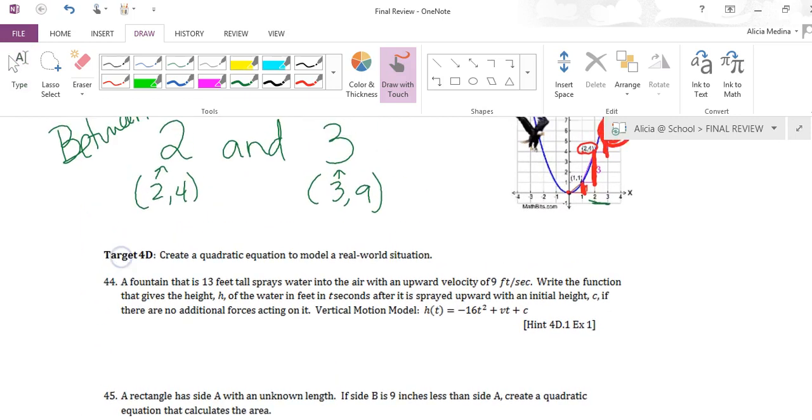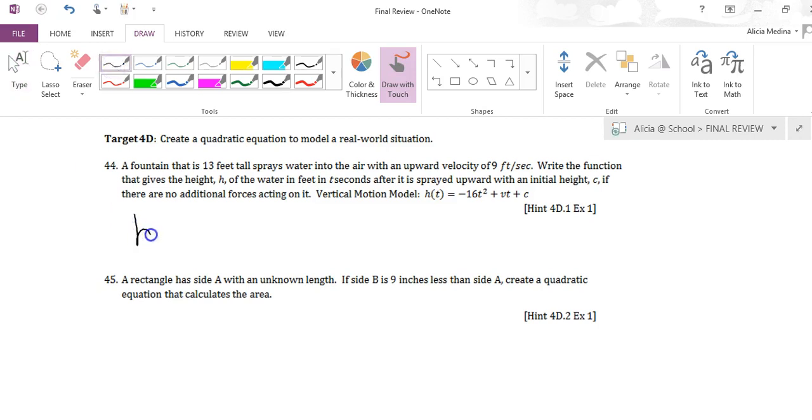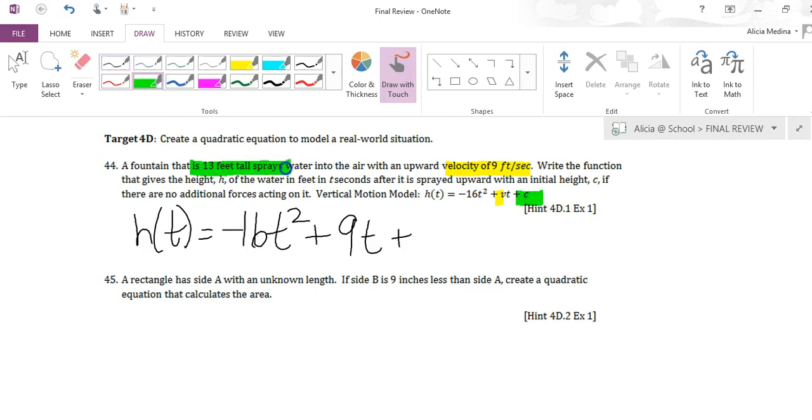So I'm going to rewrite that h of t, make you dizzy while I do it. So this is going to give me negative 16t squared plus, what is my velocity? What is it moving up by? Velocity also has a unit of distance over time. So this is going to give me that 9t plus what it was initially starting at. And how far did it start up in the air? Well, it was 13 feet tall. So that's where I'm going to put that plus 13.